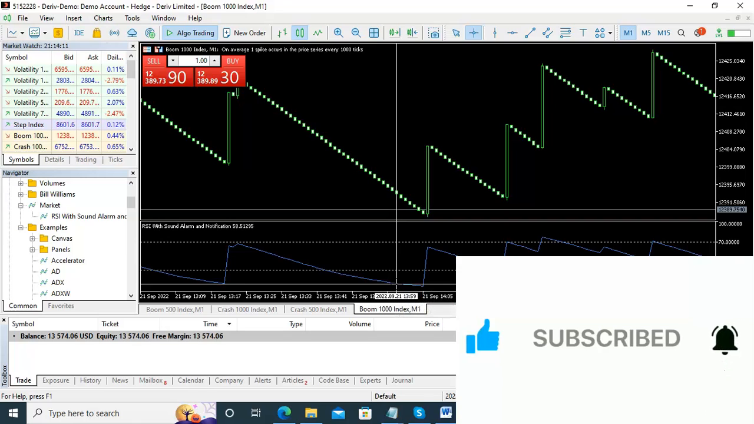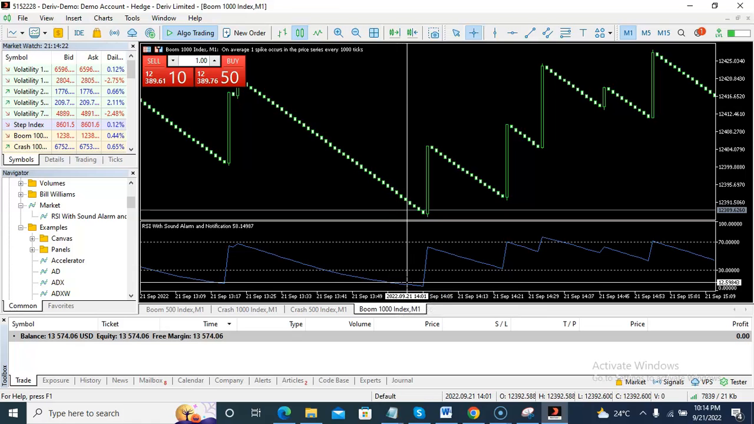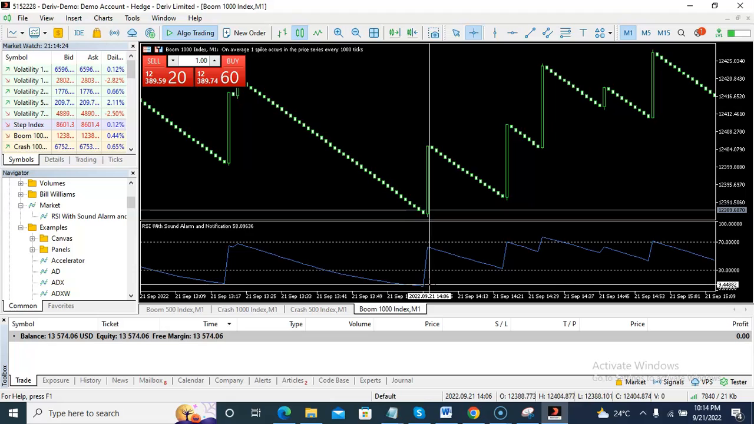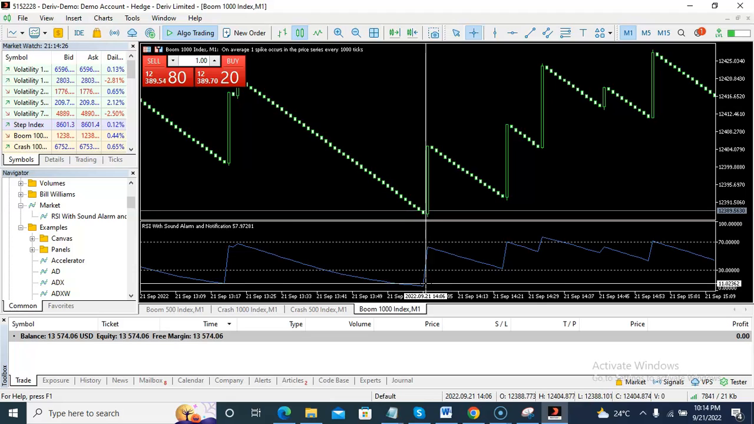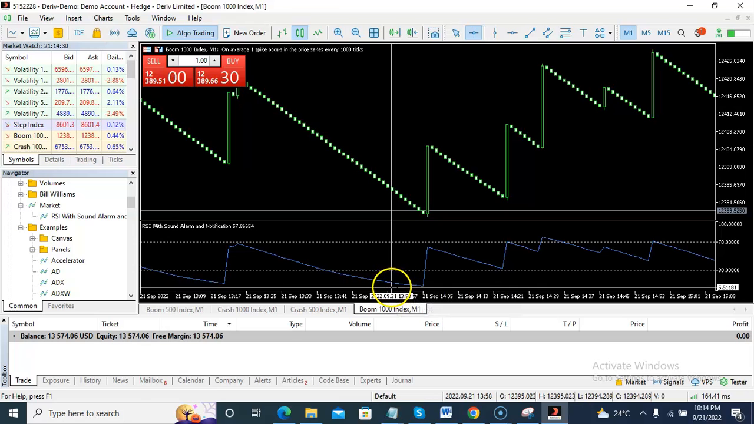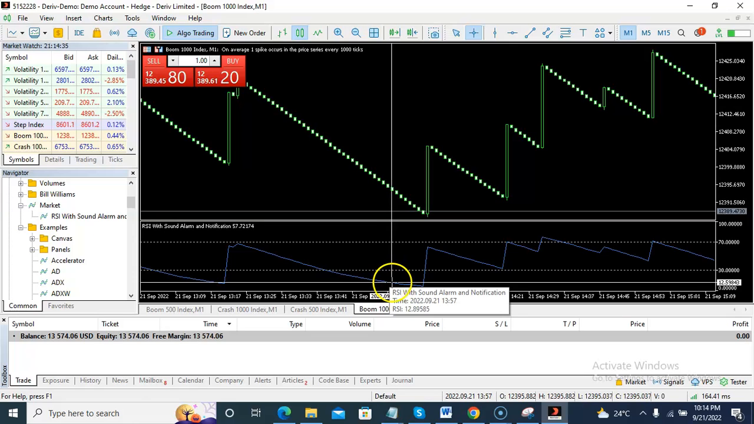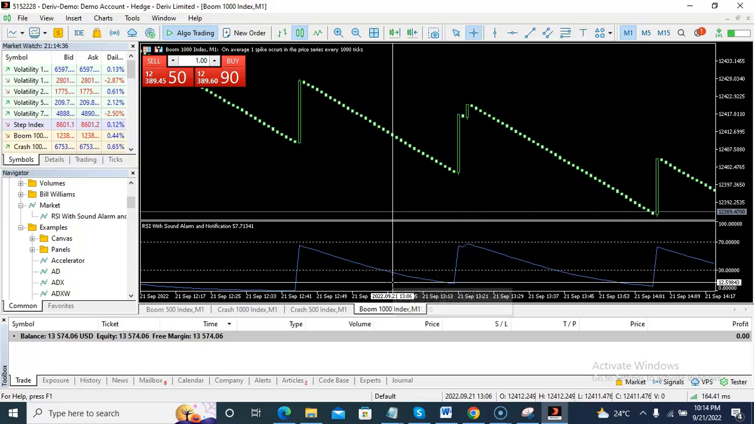So yeah, we have another signal here. In this section we have 10, and within 1, 2, 3, 4, 5, 6, on the 7th minute the spike occurred. This is how you are able to catch spikes, or detect when a spike will occur, on your boom or crash indices. Let me see another.